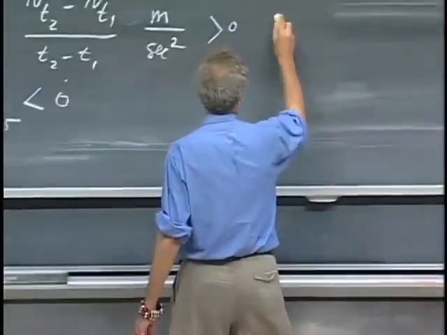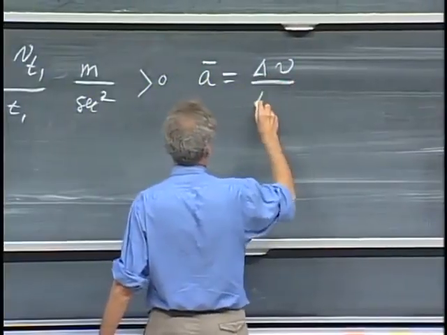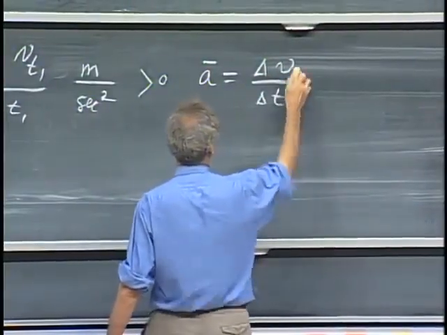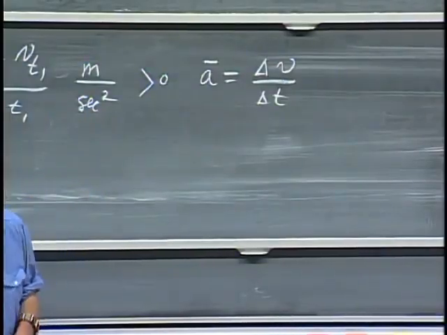So you can also write down then that average acceleration, if you like, is delta v divided by delta t, but you must be careful because the delta v is sign sensitive. You must obey your sign convention.